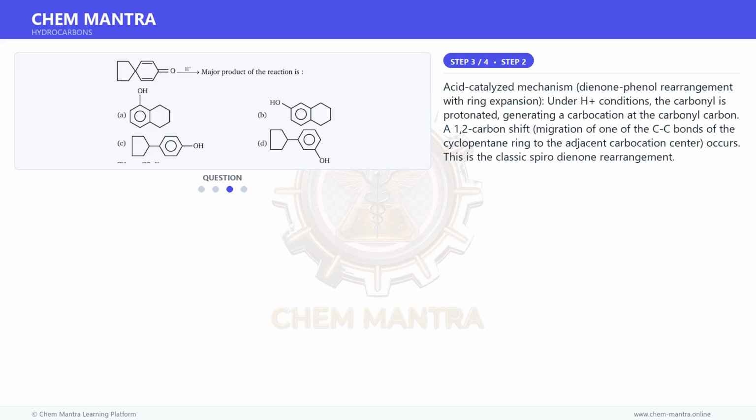Acid-catalyzed mechanism, dienone-phenol rearrangement with ring expansion under H+ conditions. The carbonyl is protonated, generating a carbocation at the carbonyl carbon. A 1,2-carbon shift, migration of one of the C-C bonds of the cyclopentane ring to the adjacent carbocation center, occurs. This is the classic spiro-dienone rearrangement.